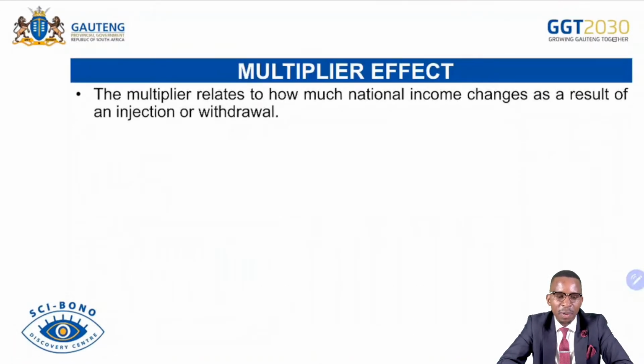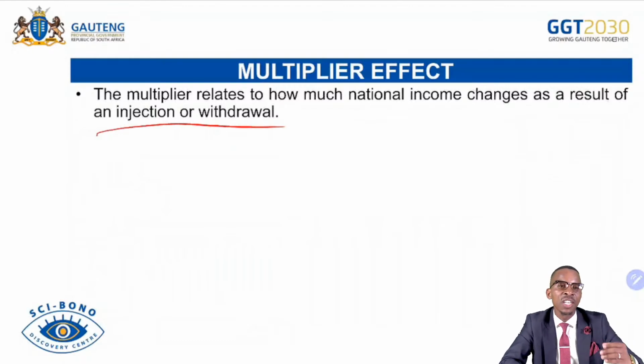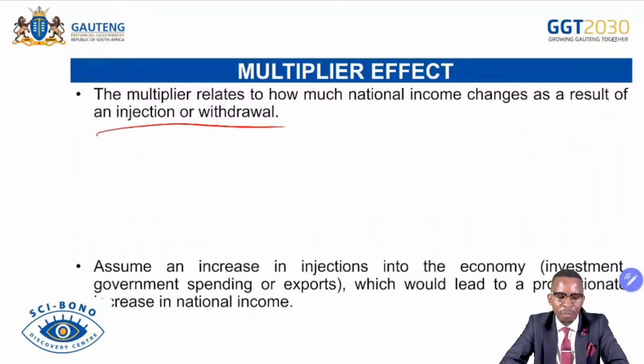So the multiplier effect relates to how much national income changes as a result of injection or withdrawal. If the money was injected, we check at the later stage how much money was generated by that particular injection. If the money was withdrawn in the economy, we check how much money was taken away by that particular withdrawal or leakage in the economy.